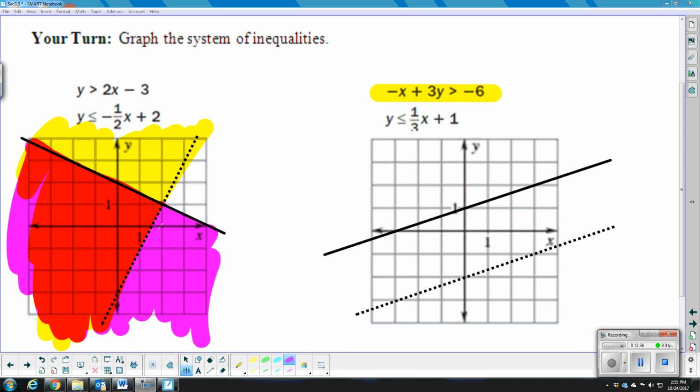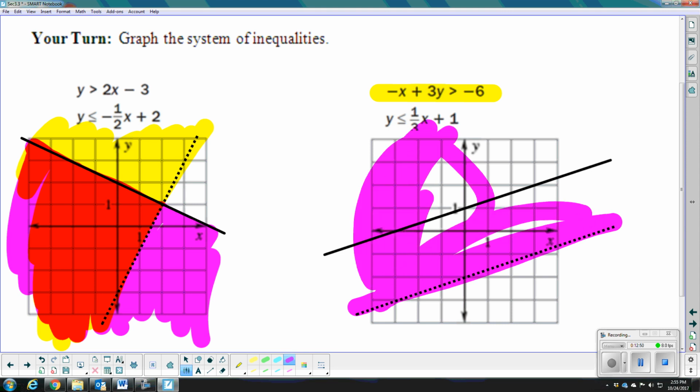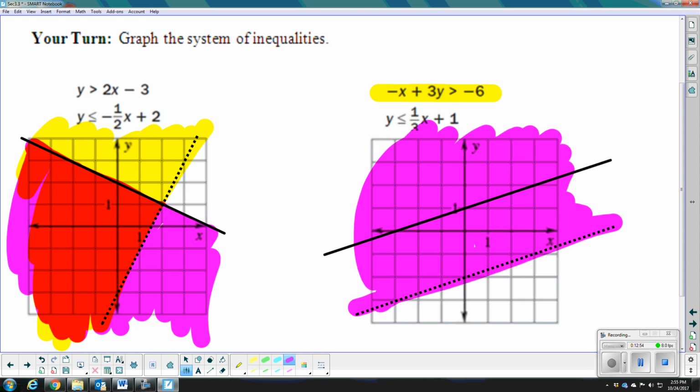Alright, in the second example, for your first inequality, -x plus 3y is greater than -6. Did you shade above or below? Above. You should have shaded above your dotted line. Alright, so this is your solution. And what about y is less than 1/3 x plus 1? Above or below? Below. Alright, so your solution again is that red region.